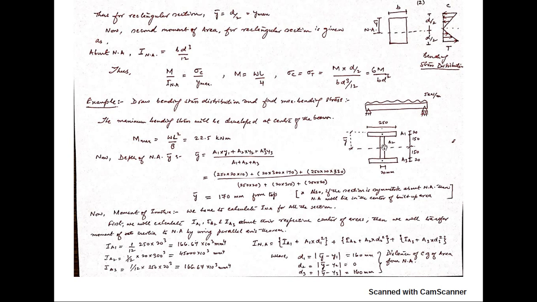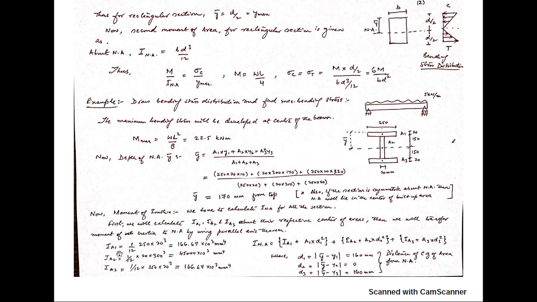So now the next step is you have to calculate the moment of inertia about this neutral axis, that we don't know. What we know is only the moment of inertia for separate areas about their own CGs. This is the CG of A1, this is the CG of A2, and this is the CG of A3. So IA1 will be BD cube by 12. B is 250 and D is 20, so this is 1 by 12 into 250 into 20 cube.